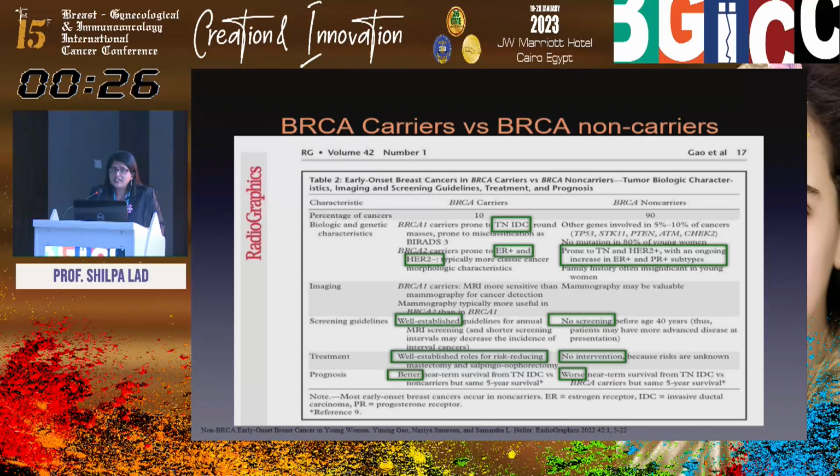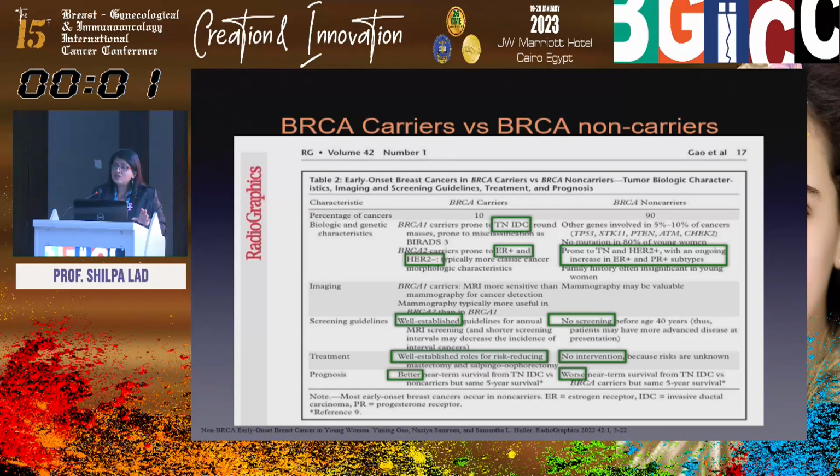Screening guidelines are well established for carriers, but for non-carriers, there are no screening guidelines, so patients are not aware at all. Treatment is also well established in the form of risk-reducing surgeries like prophylactic mastectomies, oophorectomies. But in average risk women, why would we do any such thing for younger women? Just because one day you can develop breast cancer, we can't do such a thing, okay?